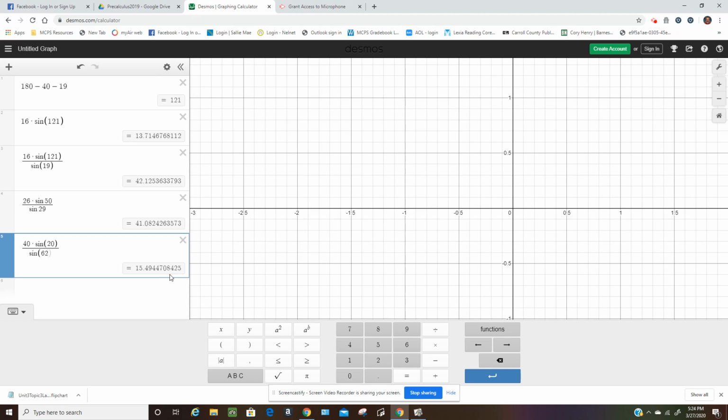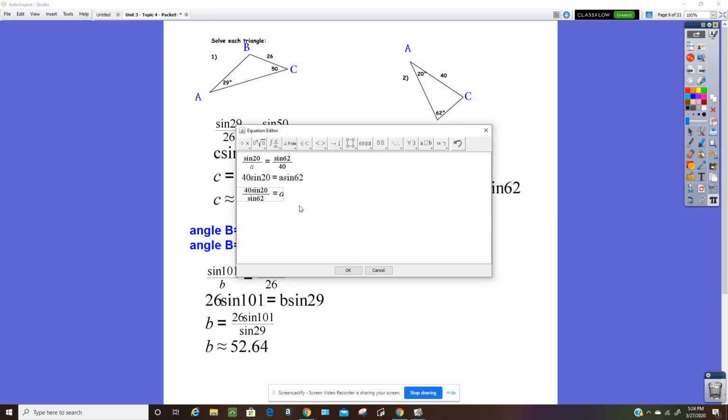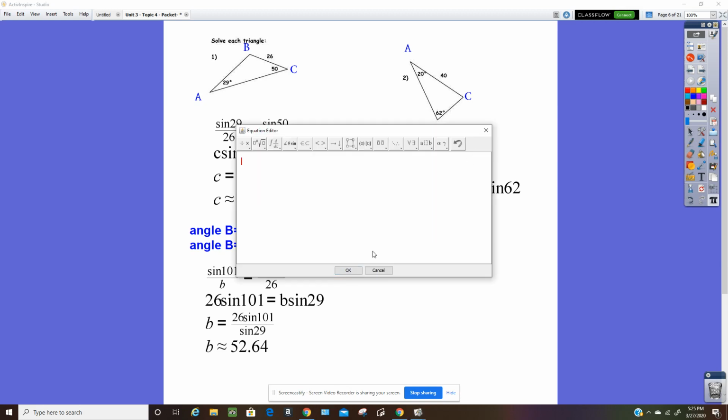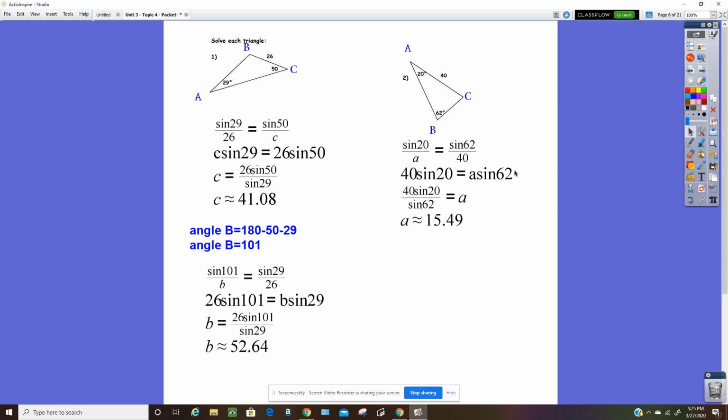So back on my problem here. And then A is approximately, get the approximate symbol here, 15.49. Okay, so I got that. Found side A, and then what I want to do next is find angle C.